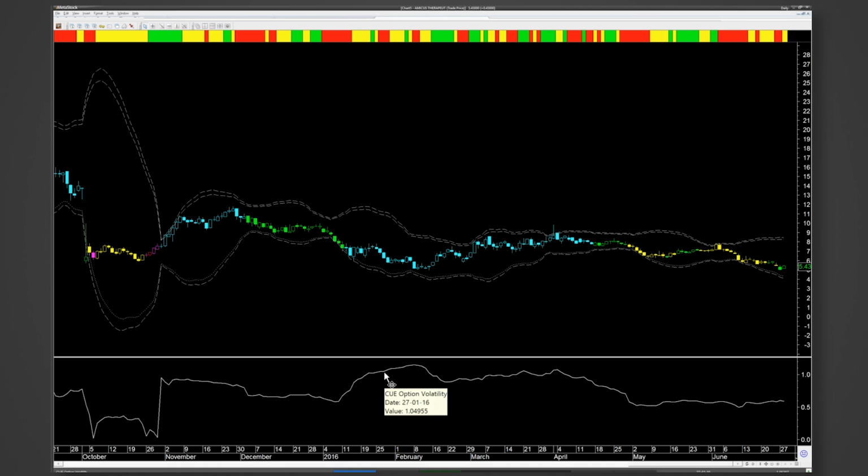We also have the option boundary that can be used also in more creative way. I will not go into that right now. And at the bottom is actually the option pricing, option volatility, that internally is used to color the bands for uncertainty. So that was the last template, option trading template.